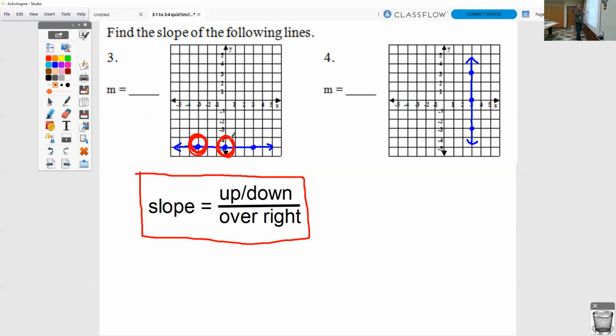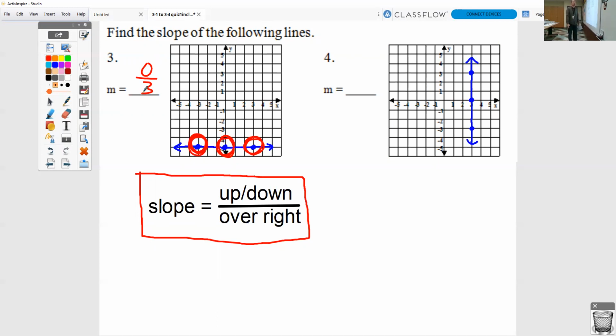How many do we go up? How many do we go over? So we're going up 0 over 1, 2, 3. You can go from the second point to the third point if you wanted to. So now we're going to there, up 0 over 1, 2, 3. So we're going up 0 over 3. That is our slope.